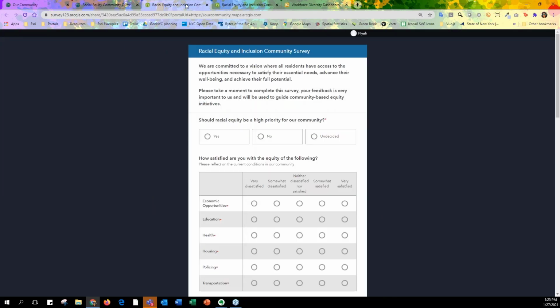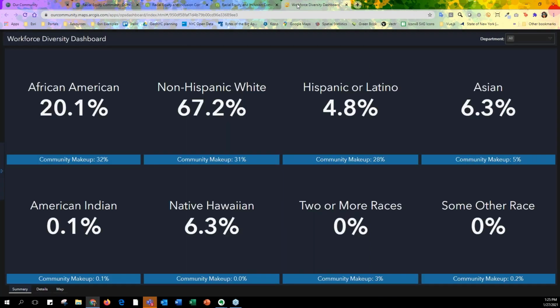The Racial Equity and Inclusion Community Survey, which allows you to collect rich information about race, ethnicity, and other community factors. And a Workforce Diversity Dashboard, which allows you to track the makeup of your workforce in relation to the communities being served.